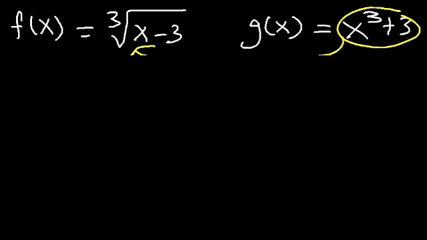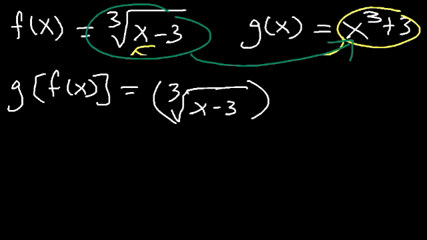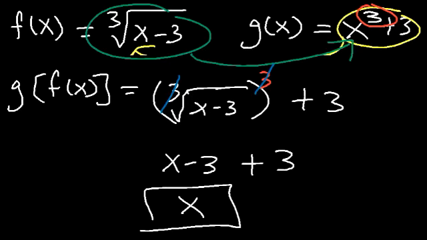So now let's find g of f of x. So this time, let's take f and insert it into the g function. So the cube root of x minus 3, and then raised to the third power plus 3. So the cube of a cube root will cancel, leaving what's inside, which is x minus 3. Negative 3 plus 3 is 0, so the final answer is x. So the answer is yes, these functions are inverses of each other.